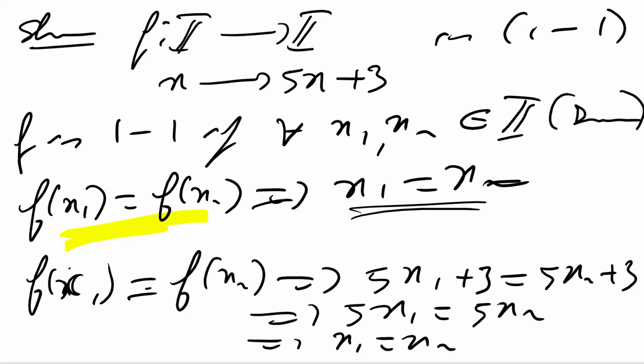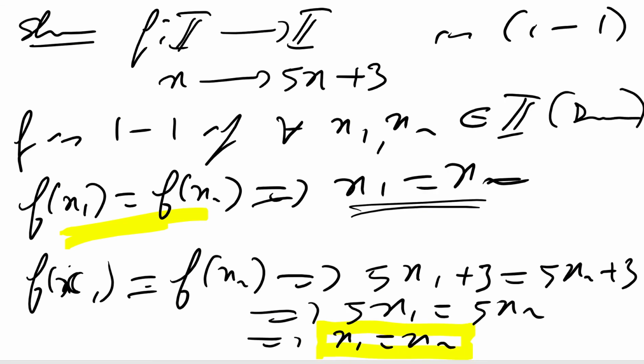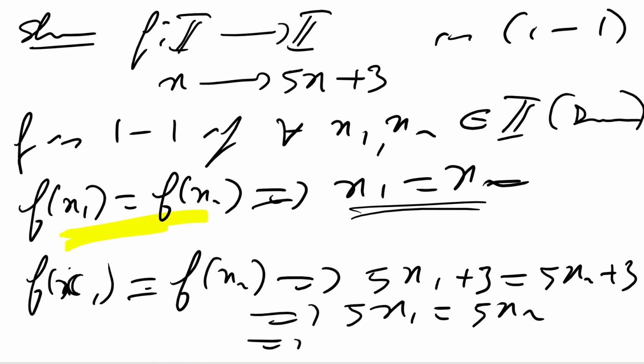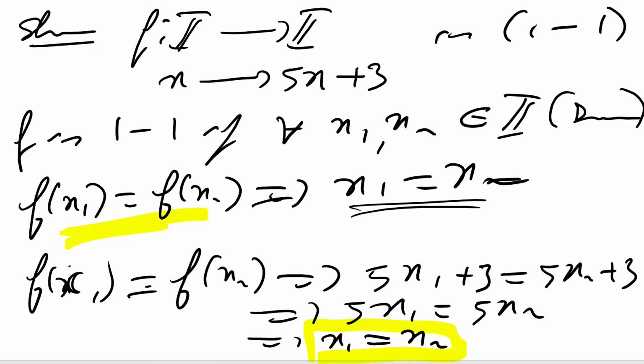When we get this, because we were able to show that f of x1 equal to f of x2 implies x1 equal to x2, we can conclude that the function is one-to-one. My handwriting is not good. So we started off here, we were able to show that x1 equal to x2, therefore the function is one-to-one.